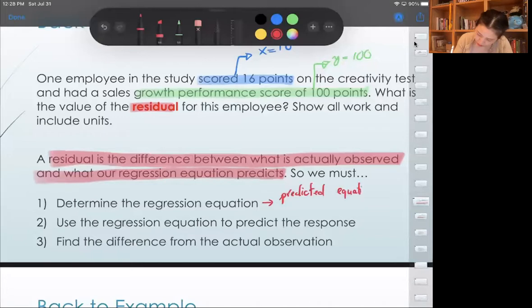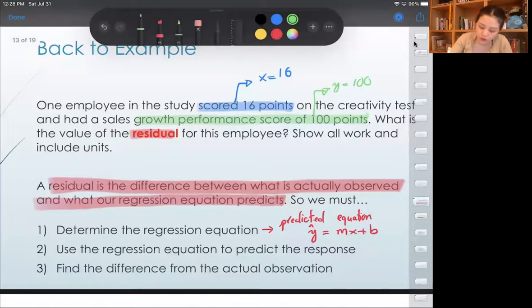Equation. It has a form because it's linear. It has the form y equals mx plus b. Remember that linear form in math? And because it's the predicted equation, I want to differentiate it from the green one. I'm going to denote it y hat.